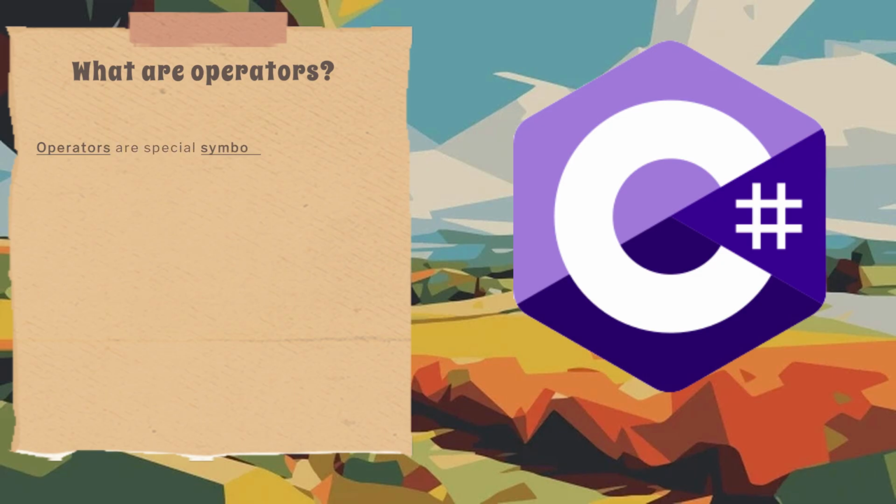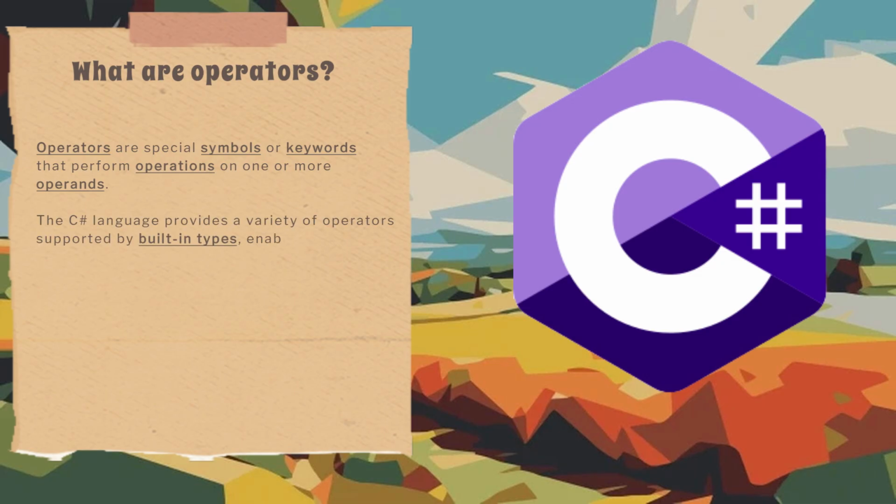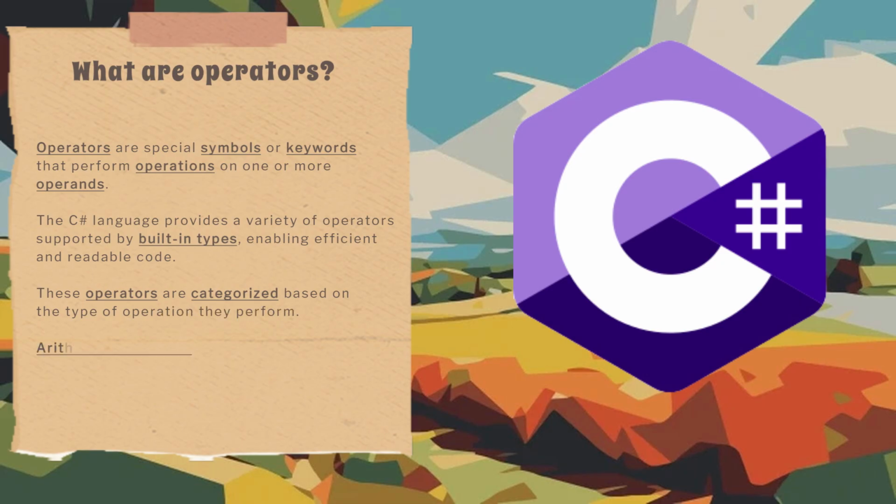Operators are special symbols or keywords that perform operations on one or more operands. The C# language provides a variety of operators supported by built-in types, enabling efficient and readable code. These operators are categorized based on the type of operation they perform.